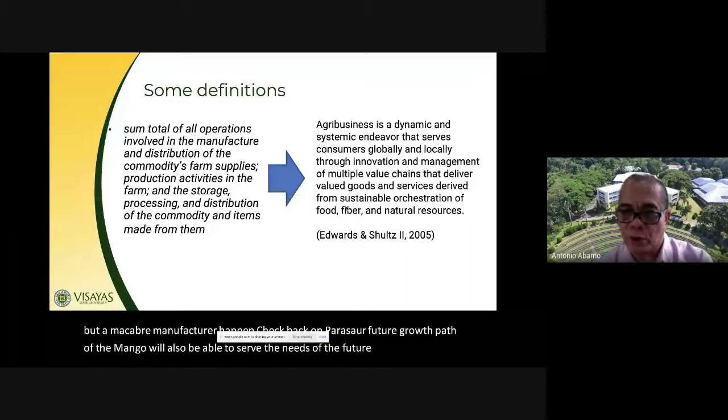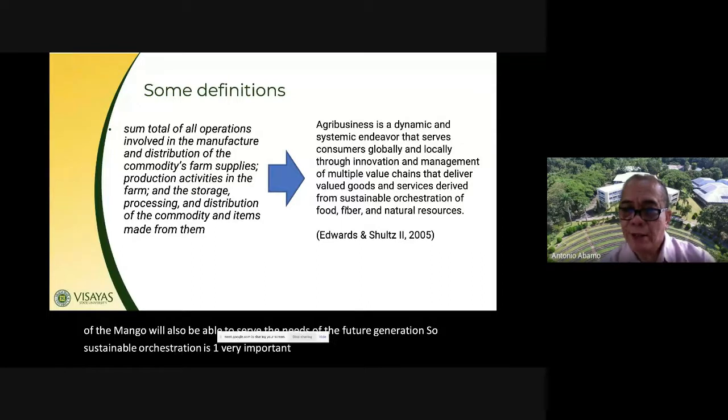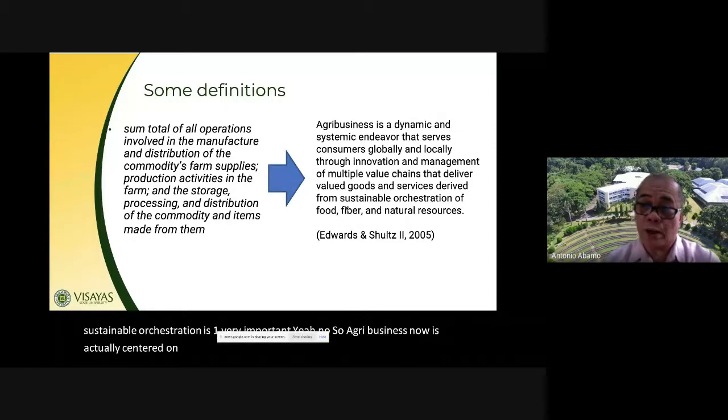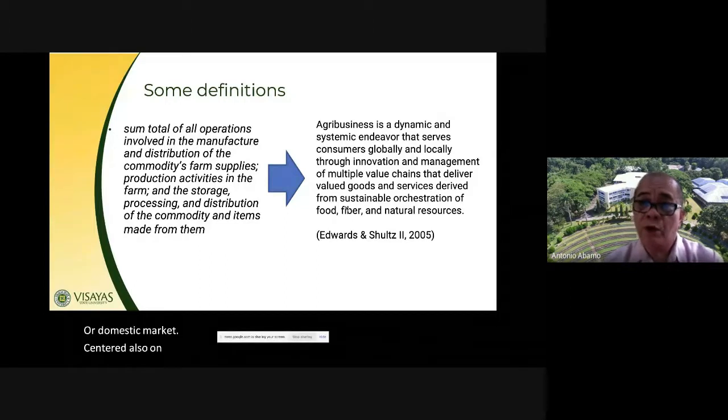So sustainable orchestration is one very important factor. Agribusiness now is actually centered on the global and local or domestic market. It is also innovation driven.